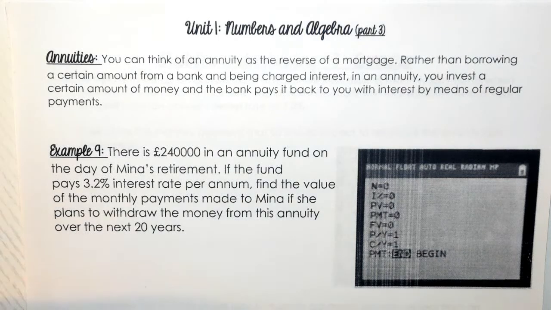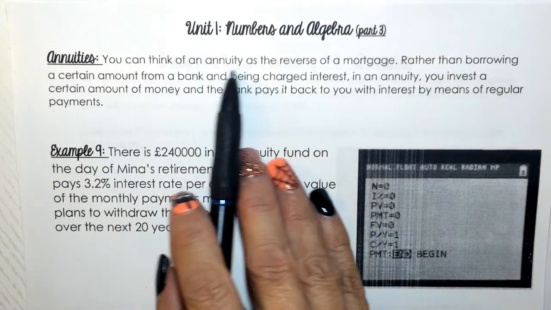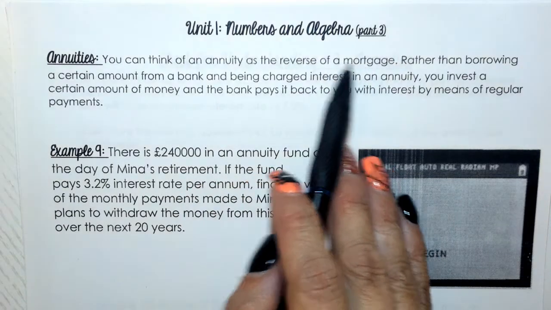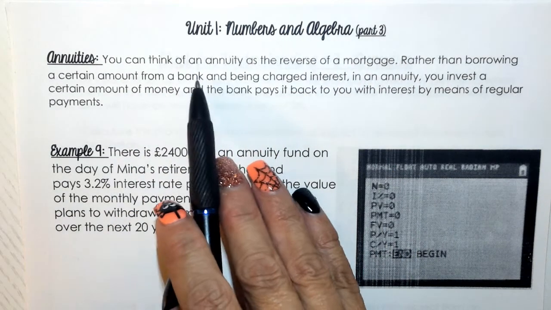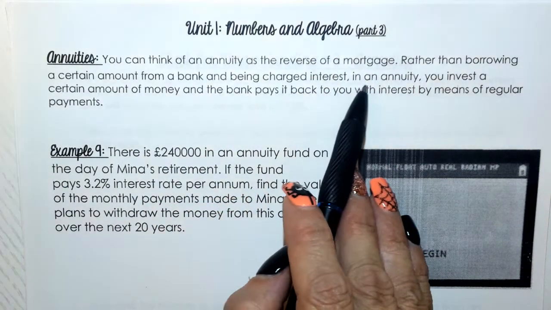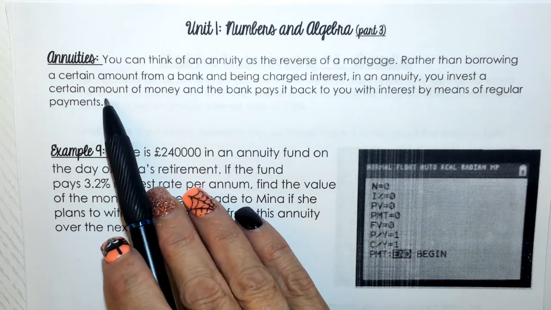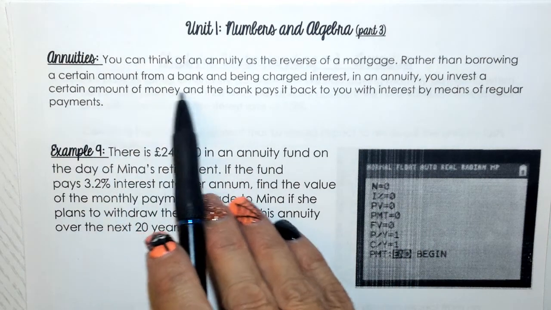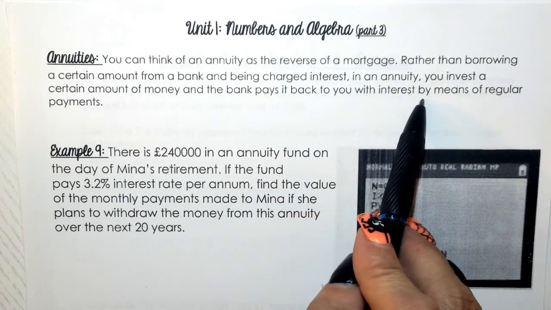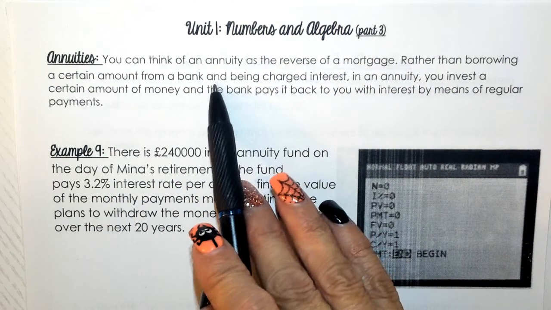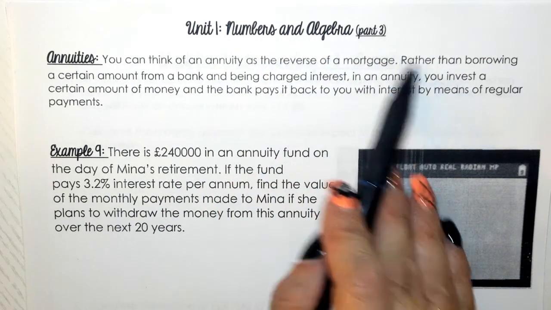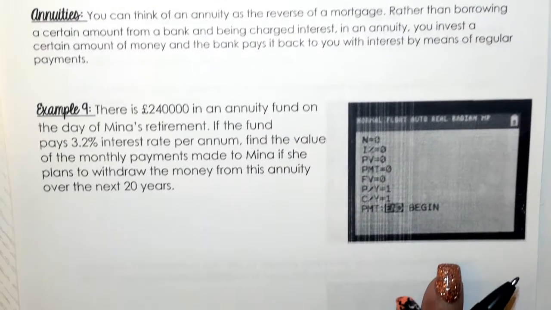Okay, so this is page 8, annuities. You can think of an annuity as a reverse mortgage. Rather than borrowing a certain amount from the bank and being charged interest, in an annuity, you invest a certain amount of money and the bank pays you with interest. So you're going to give the bank money, and they're going to give you back more money than what you gave them because you get that interest on it.